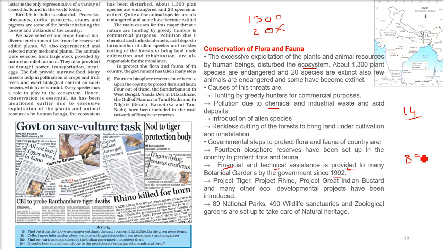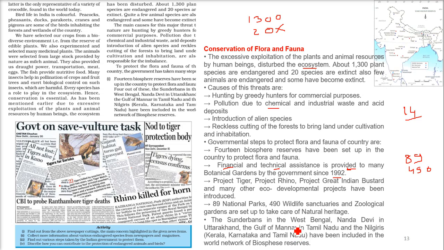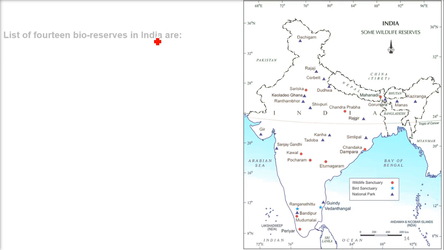And 89 national parks, 490 wildlife sanctuaries and zoological gardens are being set up to take care of the national heritage, which is everyone's duty. And the Sundarbans in West Bengal, Nanda Devi in Uttarakhand, Gulf of Mannar in Tamil Nadu, and the Nilgiris in the southern part, Kerala, Karnataka, and Tamil Nadu, have been included in the World Network of Biosphere Reserves. So at world level, they are in the network of biosphere reserves.